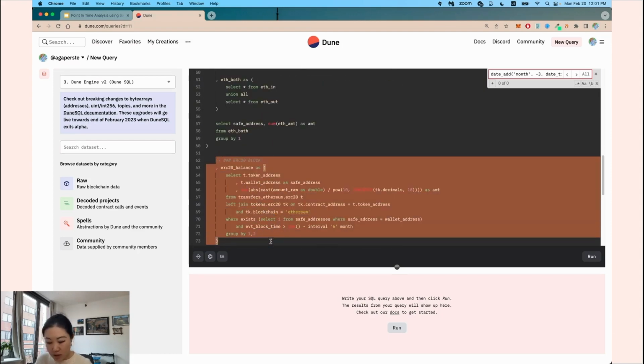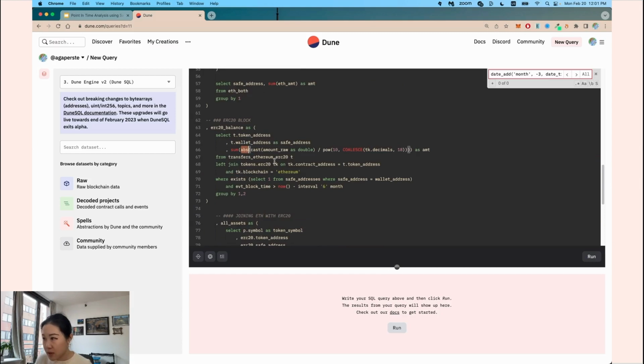We can do this. Here, remember previously we take the absolute value because we treat outflow also as positive, but here we no longer need to do that. We're going to remove the absolute function. I don't think we need to change anything else. Yep, so that is our ERC20 balance.